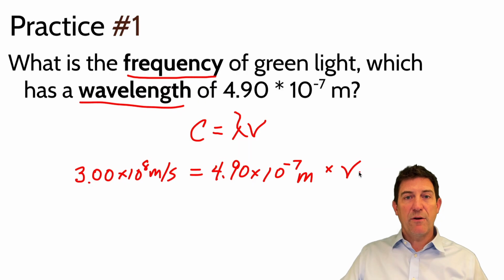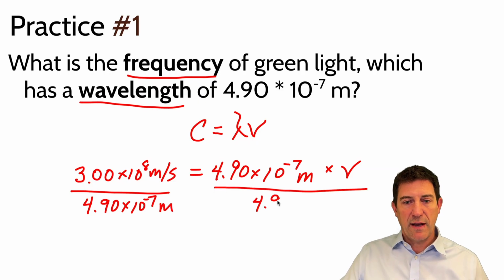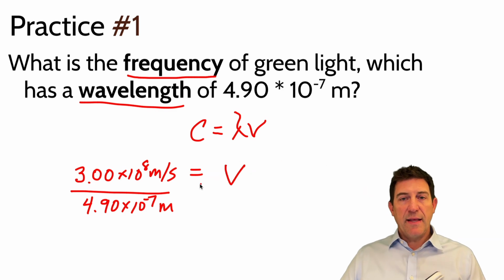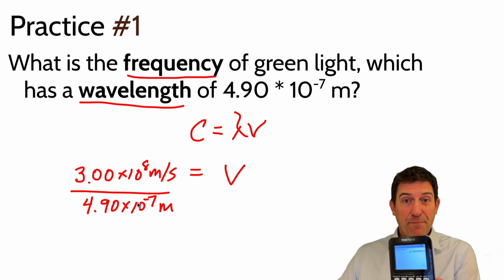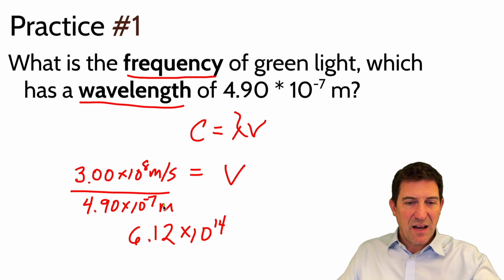Now, we need to rearrange this to solve for just the frequency. How do we do that? We divide both sides by 4.90 times 10 to the negative 7 meters. Divide both sides by this. These are going to cancel, right? So let me clean this up. And then I just plug it into my calculator, which means the frequency is 6.12 times 10 to the 14th. Now, what are my units? Let's see here. I have meters on the bottom and I have meters on the top.